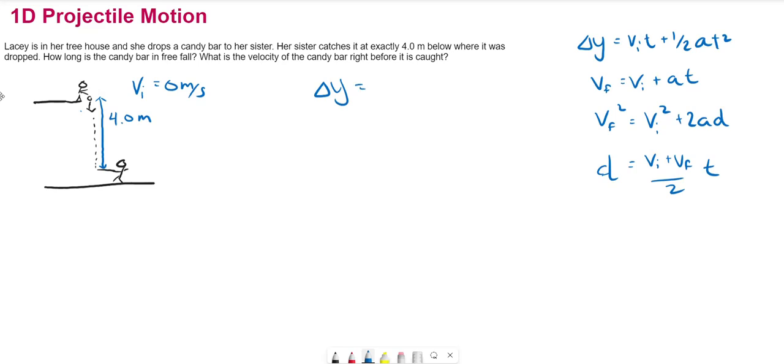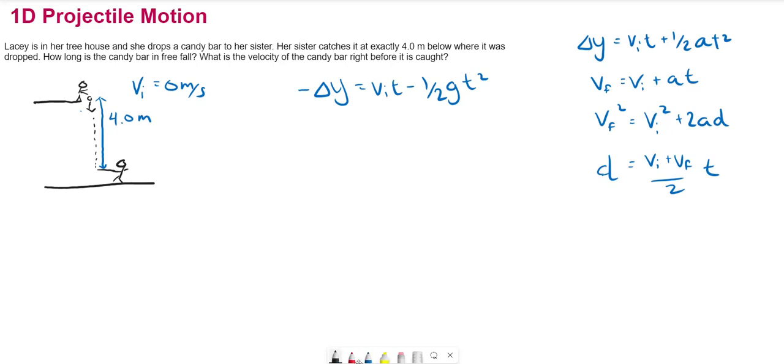So delta y equals v initial t plus, well, so then it's going to be minus 1/2 g t squared, because as always, g is negative. So delta y, because the ball is falling downward and we're starting off at some higher point and it's falling down, delta y is actually -4. So we're going in the negative y direction. So delta y is negative as well.